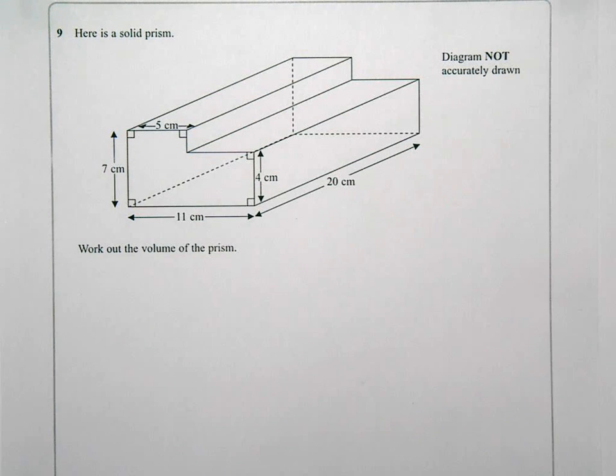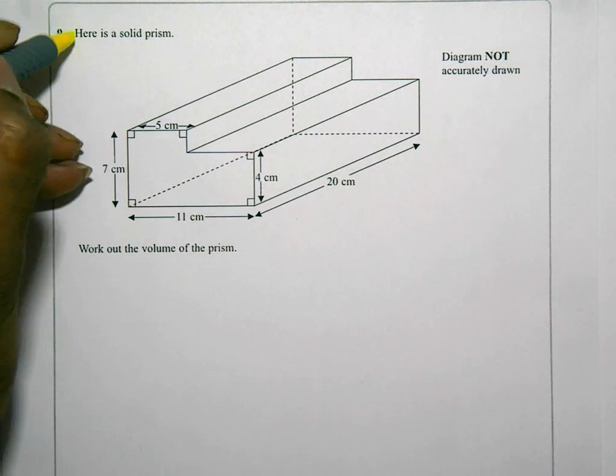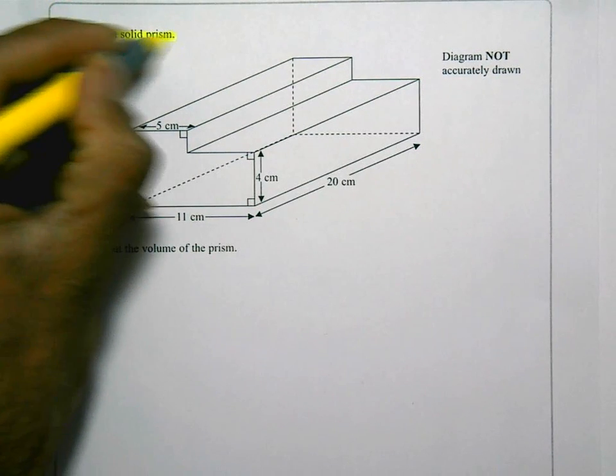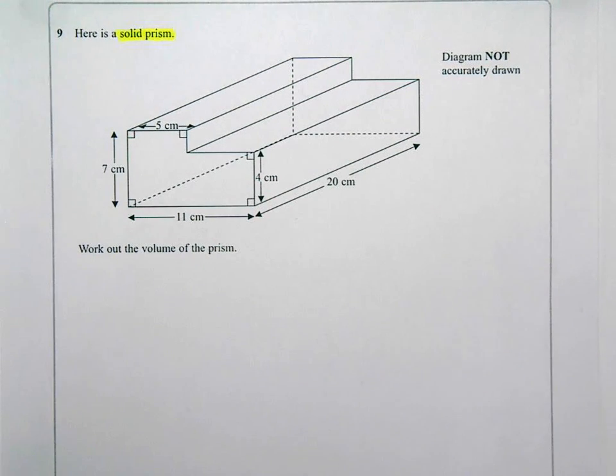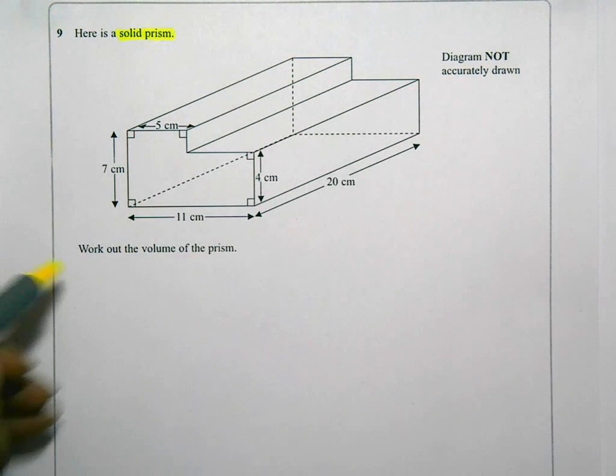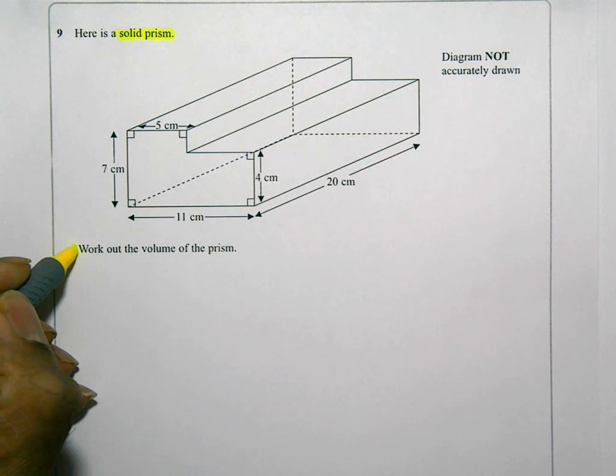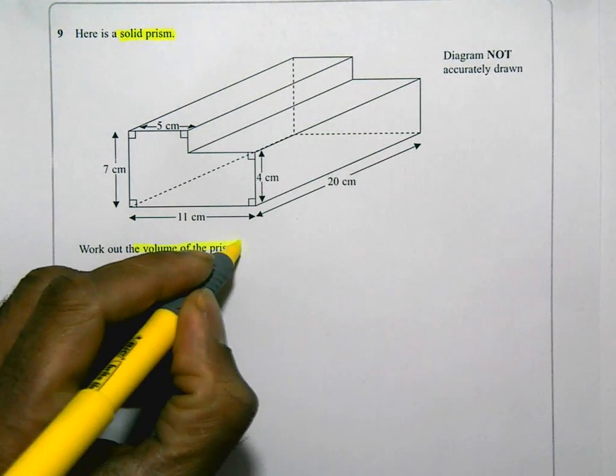Here's question 9 on the higher calculator paper. Let's read the question carefully first. Here's a solid prism. That word prism is ringing bells now, and it's making me think about certain formulas. What do I need to use?